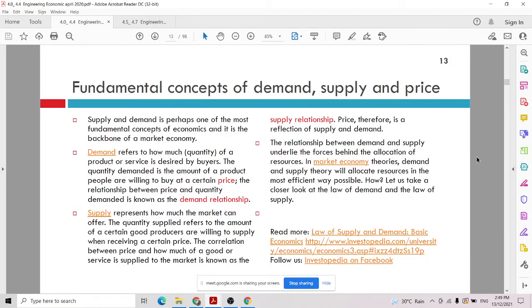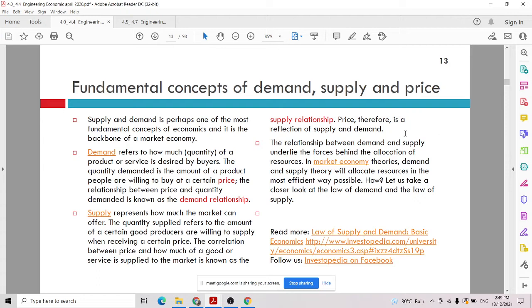Alright, so we go to demand, supply and price. What is meant by demand? Demand is basically a quantity. You are the buyer, so what is the quantity of goods needed by the buyer? And then we have supply. Supply is the manufacturer. You have the demand, so what can the manufacturer supply towards the demand? So we have the supply relationship. You have the demand, you have the supply. There can be more supply or there can be more demand. We look into this.